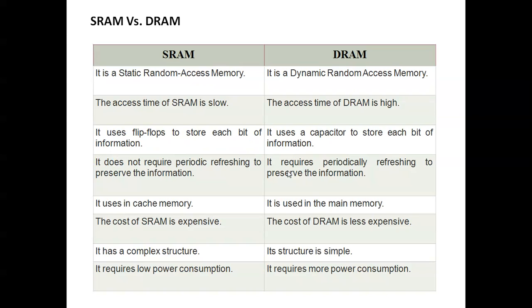So, the difference between SRAM and DRAM: this is static and this is dynamic random access memory. In SRAM the access time is low, and it uses a flip-flop to store each bit of information. DRAM uses a capacitor to store each bit of information. That's the main difference. SRAM does not require periodic refreshing, while in DRAM we have to refresh periodically. SRAM is used in cache memory and DRAM in main memory. The cost of SRAM is more expensive compared to DRAM, and the structure is a little more complex because we use six transistors in every cell of SRAM. DRAM requires low power consumption, while SRAM requires more power consumption.